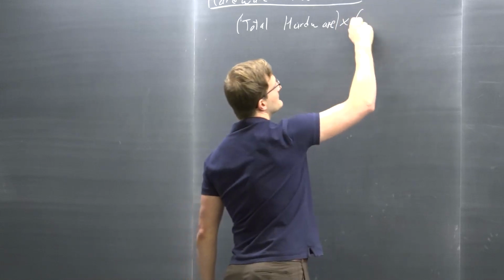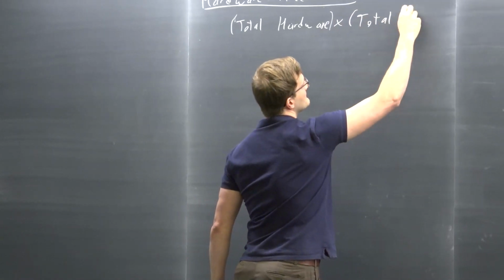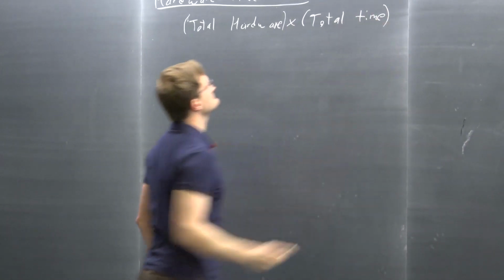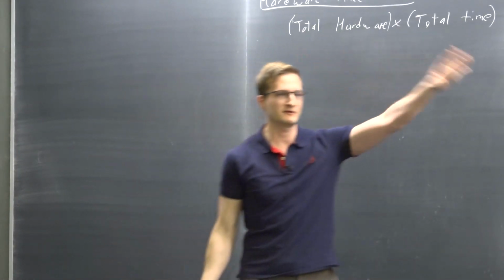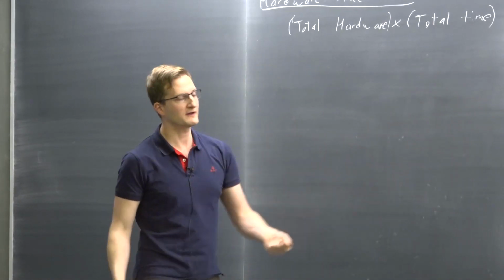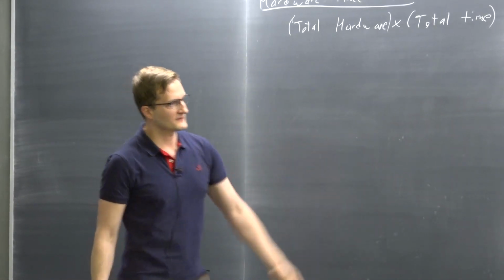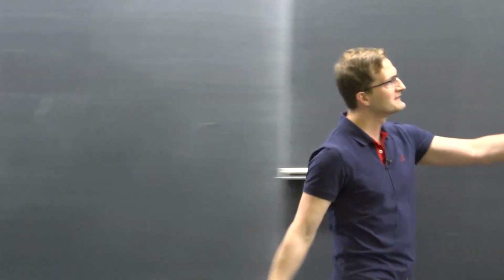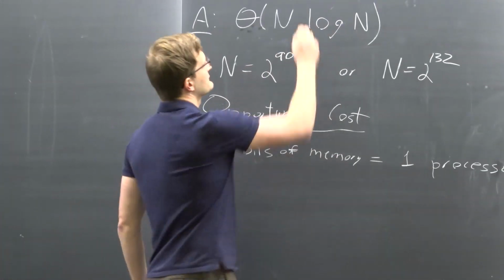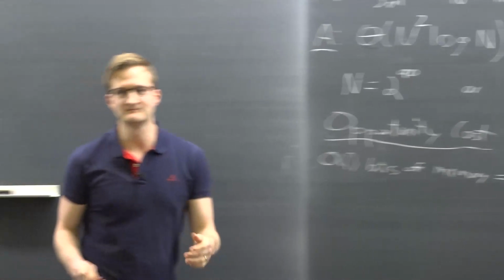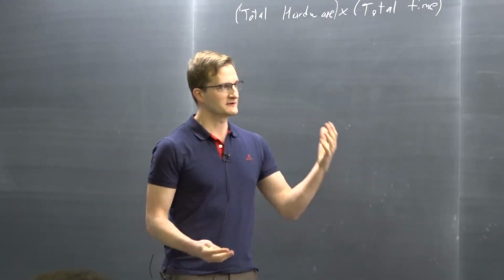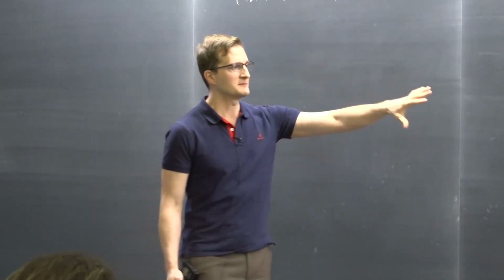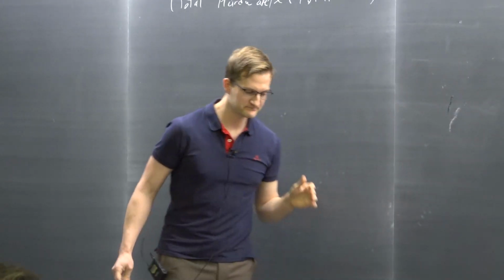Total hardware times total time. If we think about any of our favorite sorting algorithms in the RAM model, where you've got the one processor, then our hardware-time cost is no longer n log n, because we have at least n hardware to store the integers, so it jumps up to n squared log n. And that's pretty bad. So what I want to do is go through different things that we could do to sort integers that are more optimal in this kind of computational model.